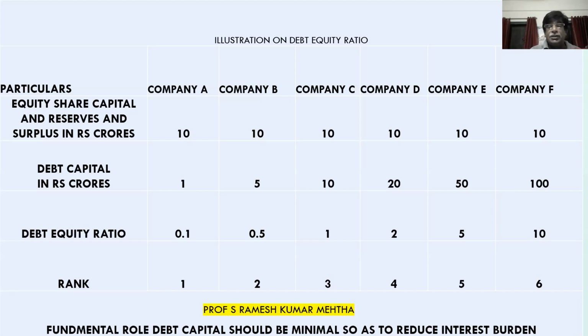It's fundamental to see that the debt capital should be minimal, so as to reduce the interest burden on the company, because interest is a cost, and the cost is going to eat away the profitability of the company. Once the profitability is eroded, the company will not be in a position to pay the dividend. So generally, investors avoid companies with a huge amount of debt, because the interest burden is high and eventually it damages the company's position as far as paying the dividend is concerned. Dividend is what we are interested in as an owner. Next one.